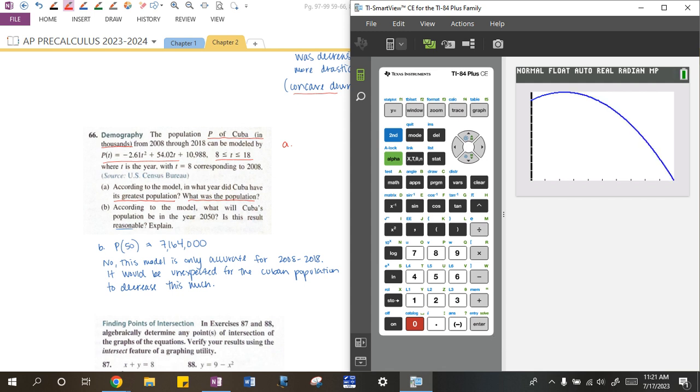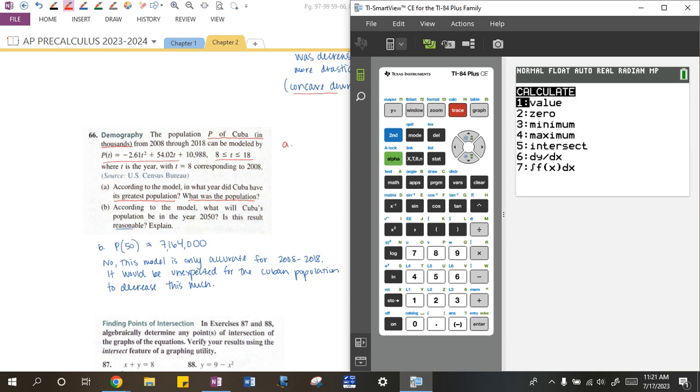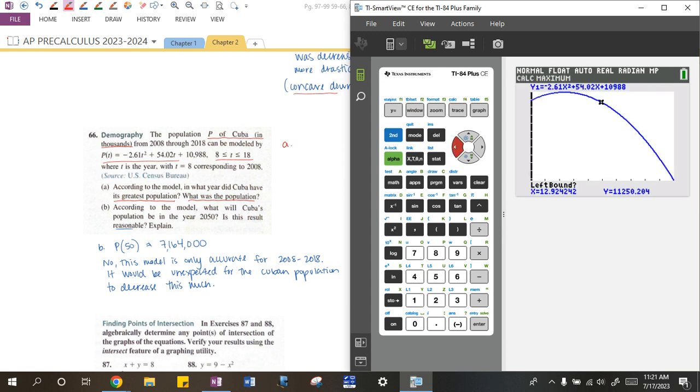And then we find the maximum. Second trace, maximum. Get this over to the left. Press enter. Move it to the right. Press enter a third time. Okay, so again, these are years after 2000.